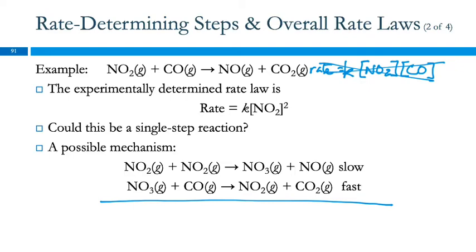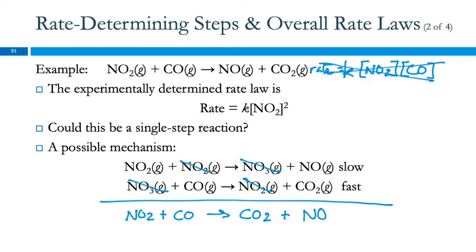If we add these two things together, we see that NO3 is a reaction intermediate. And then we also end up remaking one of these NO2s, so we can cancel one of those out as well. And we get NO2 plus CO makes CO2 plus NO. Or, backwards. But the overall reaction is the same as adding these two mechanism steps.